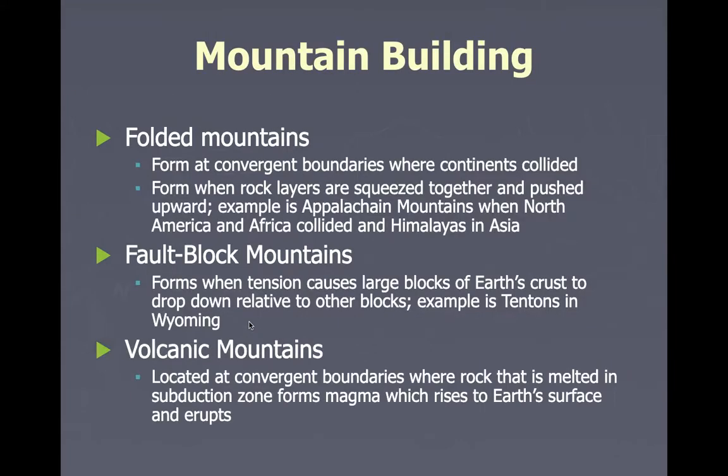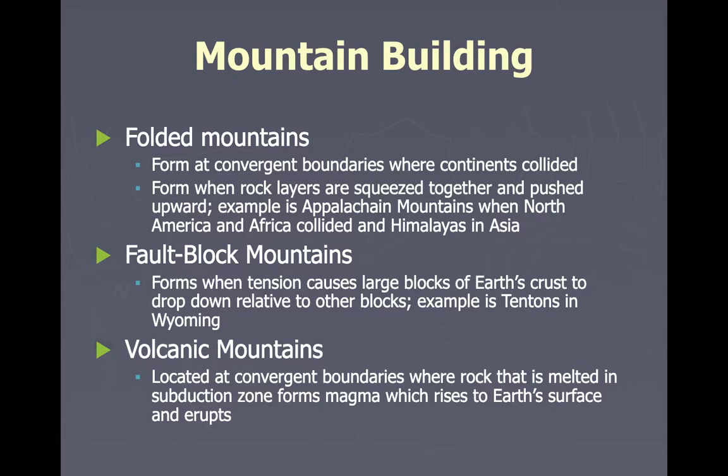Mountain building. Folded mountains are formed at convergent boundaries where continents collide. This forms when rock layers are squeezed together and pushed upward. Examples are the Appalachian Mountains when North America and Africa collided, and the Himalayas in Asia. Fault block mountains form when tension causes large blocks of Earth's surface to drop down relative to other blocks. An example is the Tetons in Wyoming.